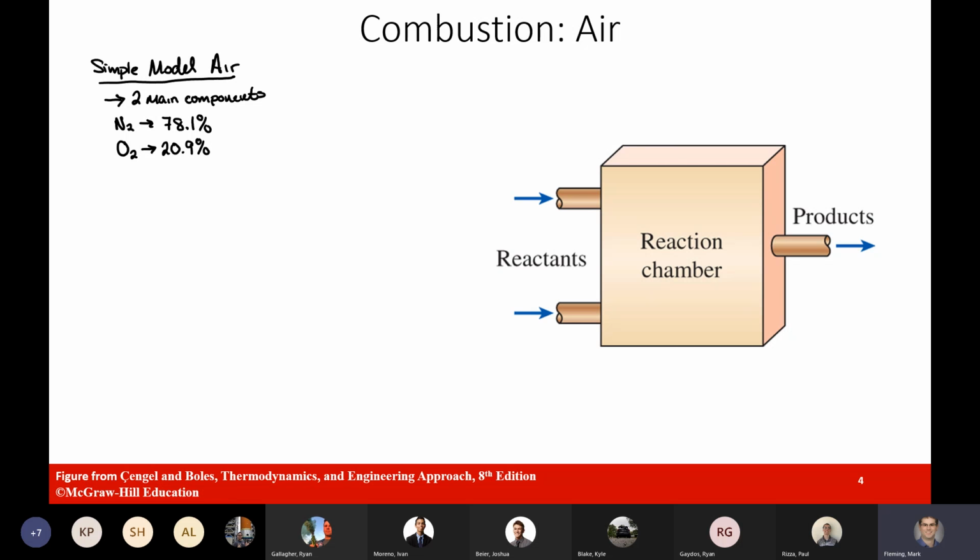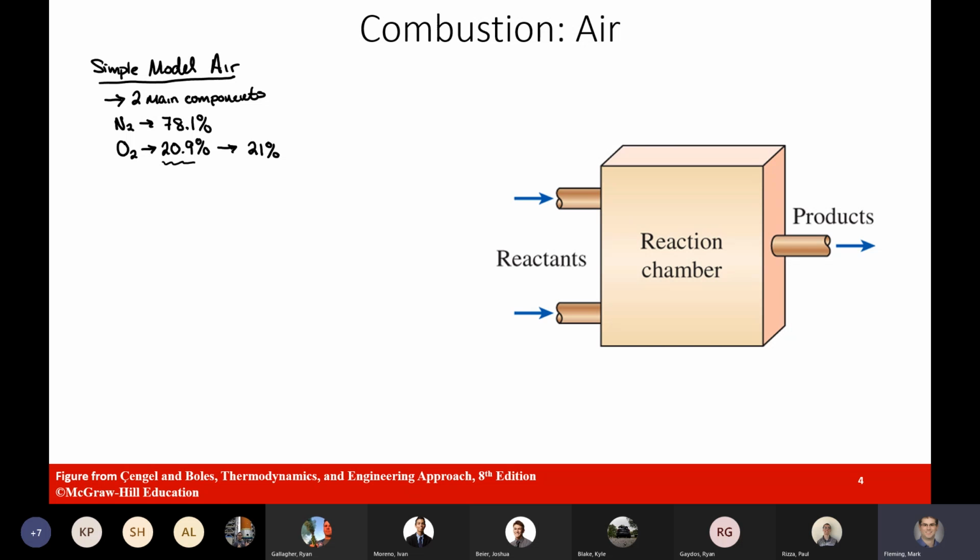And we said, well, let's take a look at this. 20.9, he said, if we round that just a little bit, let's make this be oxygen has 21% of the total molar volume. And so that works out. And so then we have the 78.1.